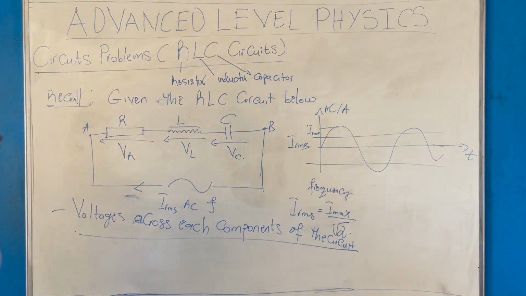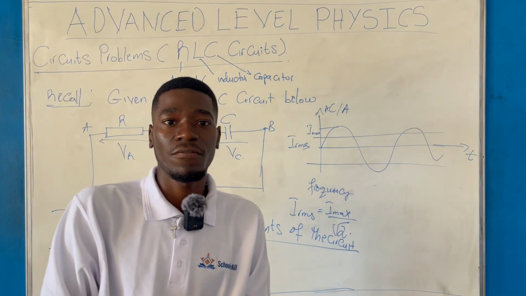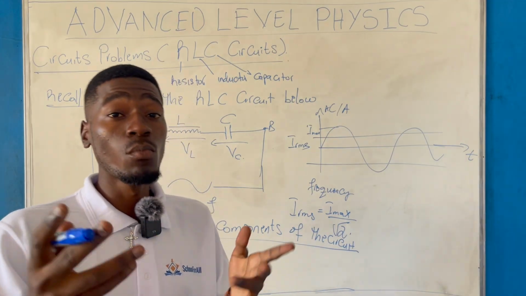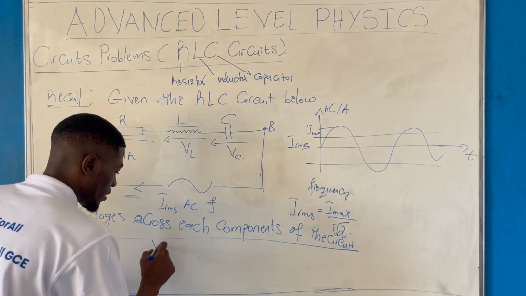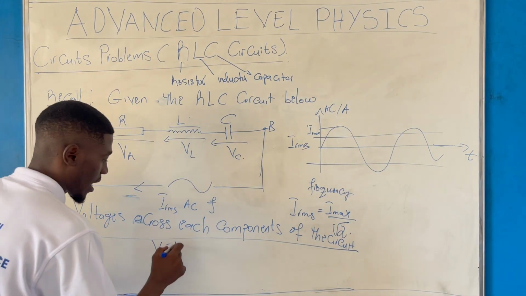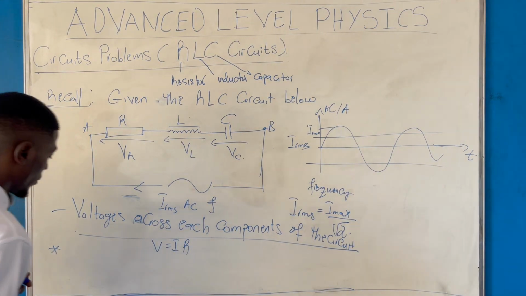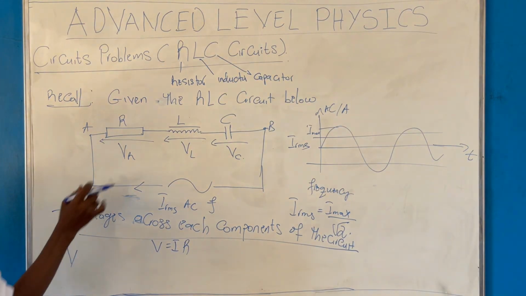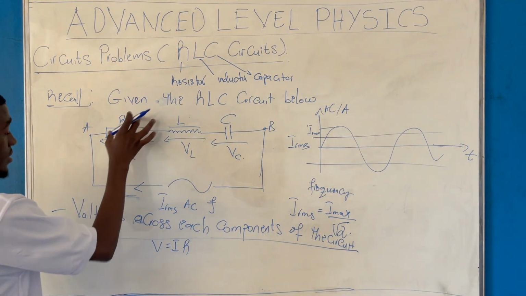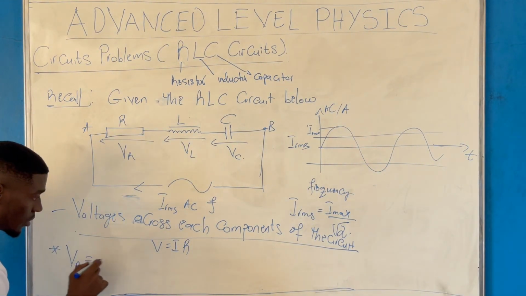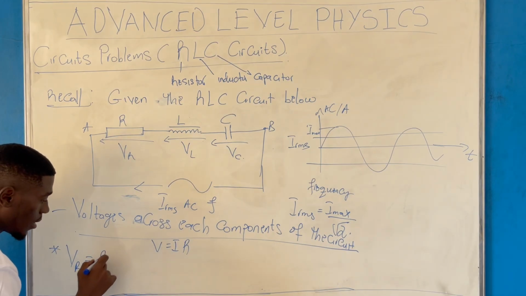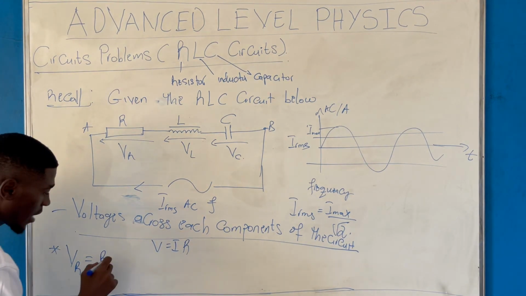Now, the first one, we all know from Ohm's law that voltage is given as a certain current I times a certain resistance R. So if I want to calculate the voltage across my first component, the resistor, it is simple: it is our resistance R times I RMS.